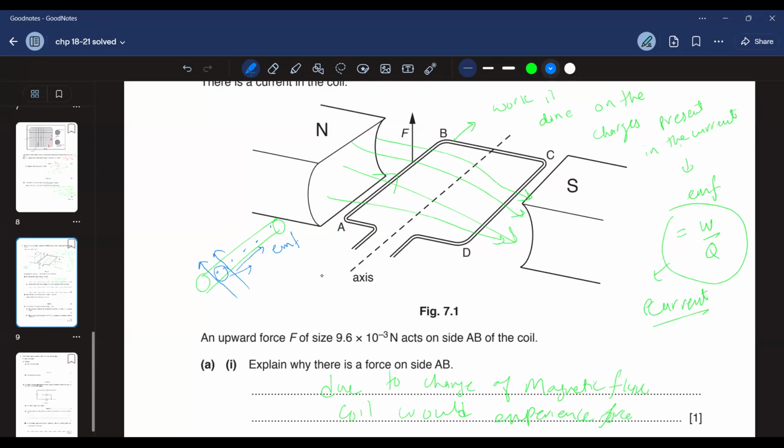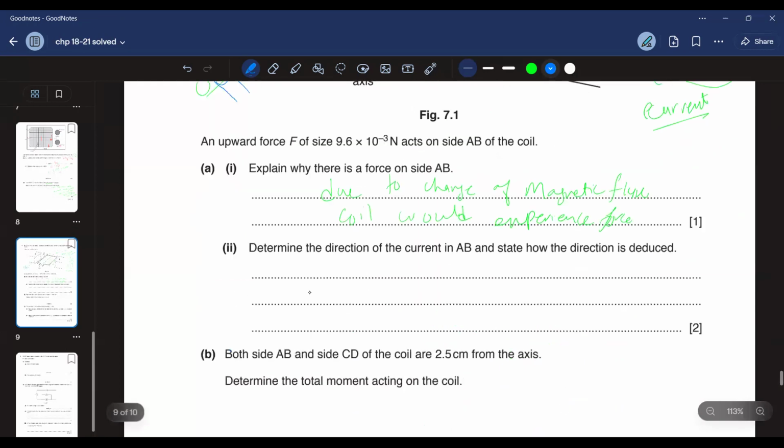So as long as the magnetic field is changing across the conductor, work is done on the charge and EMF is induced. But as soon as the magnetic field stops changing its direction across the conductor, no EMF is induced. Because एक दफा work done हो गया, it doesn't mean it will keep on working.